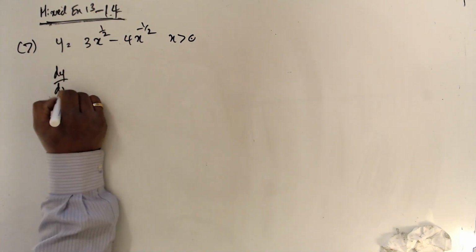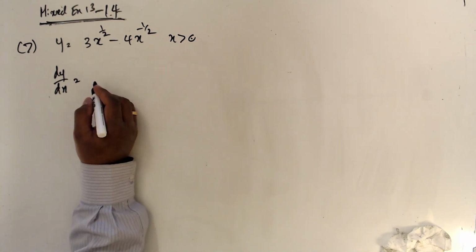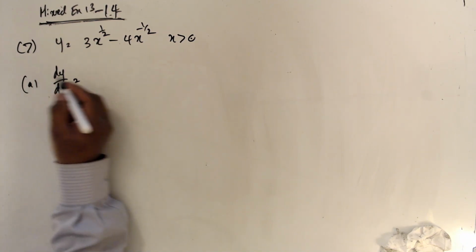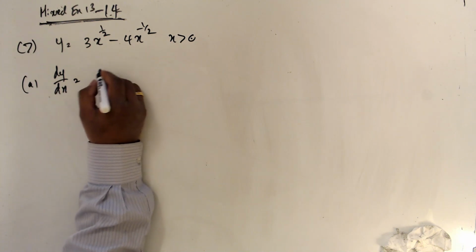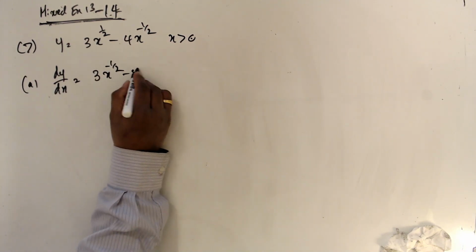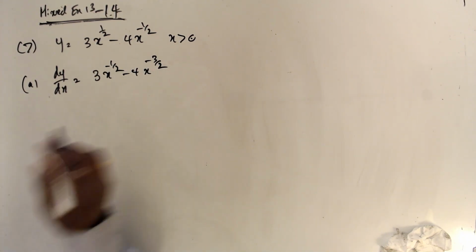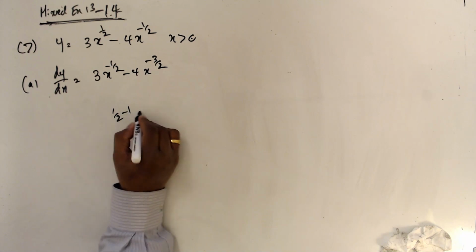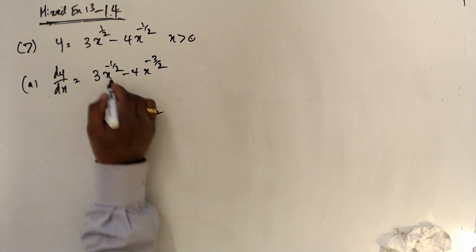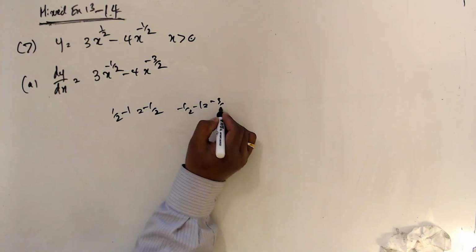Next is question number 14. So this is not integration, it is differentiation. Part A: 3x to the half minus 4x to the minus 3 over 2. So the half minus 1 is minus half, and minus half minus 1 is minus 3 over 2.